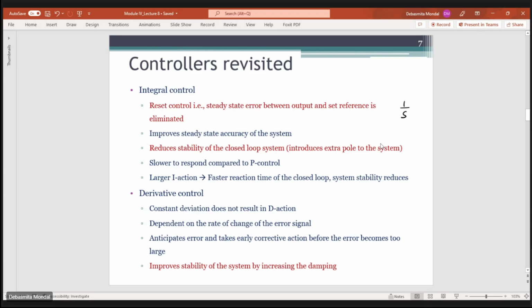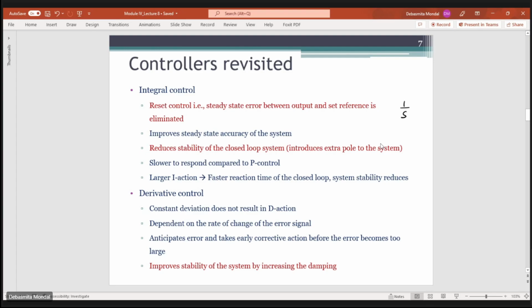So you can say that if you have a larger integral action, then the reaction or response time will be less. So it will be very fast. It will give you a faster response, but at the same time, it will reduce the stability of the system. Faster response means the maximum overshoot and all those things will be more. So the relative stability of the system reduces when you have an integral control.